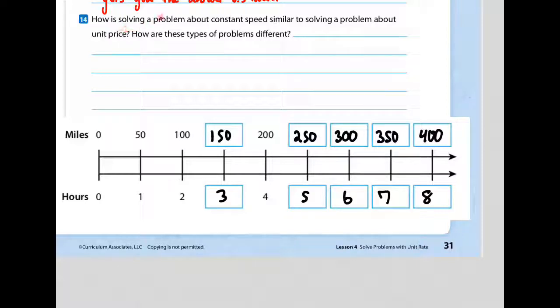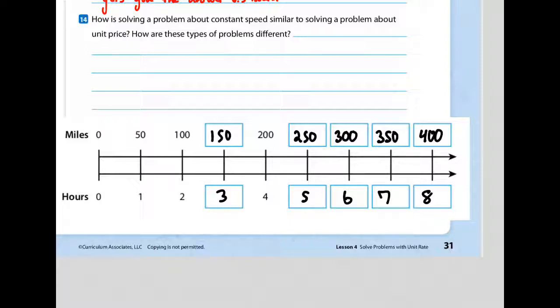14 says, how is solving a problem about constant speed similar to solving a problem about unit price? How are these types of problems different? Okay, so think about it. This is basically the same thing we did yesterday. For example, we figured out that if you add up 1 and 2 hours to get 3 hours, you could add up 50 and 100 miles to get 150. That was just like what we did with the tomatoes in yesterday's lesson, the pounds of tomatoes, $4 with the unit price. So when I'm talking about how they're alike, I'm going to say a couple things.